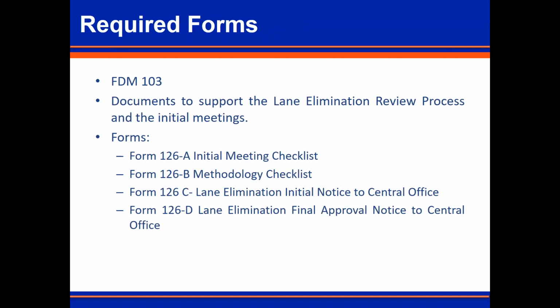I would like to now show some of the revisions that have been made to the required forms, which again can be found in Chapter 103 of the FDM. The purpose of these forms is to document and or support the lane elimination review process and the initial meeting. And there are 4 forms, 126A through D, and those are the initial meeting checklist, methodology checklist, lane elimination initial notice to central office, and the final approval notice to central office.